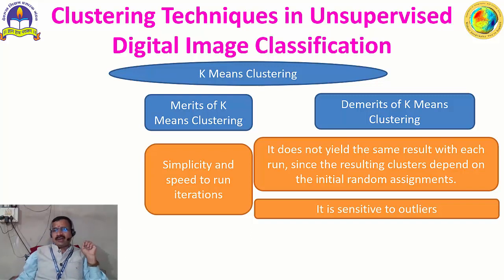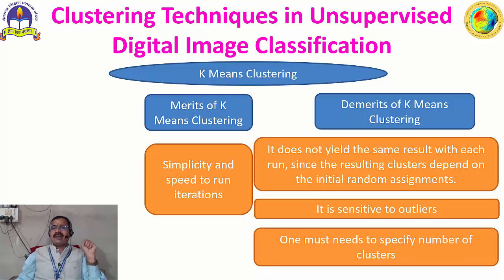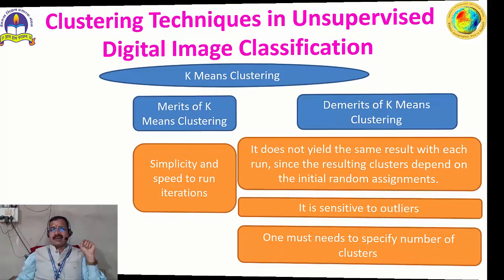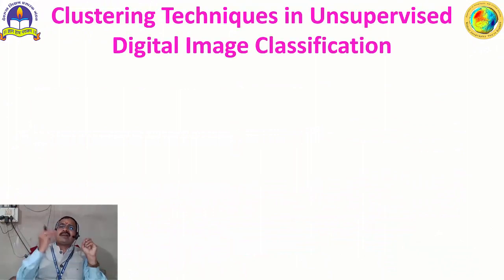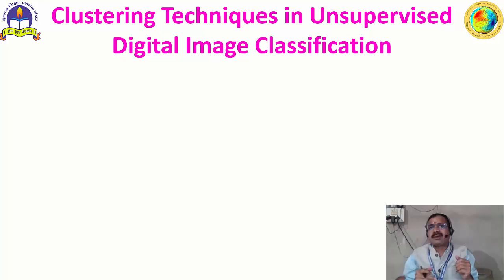Another demerit, it is sensitive to outliers, and one needs to specify the number of clusters. It is your duty to define the clusters. How many clusters you are interested in? Suppose you are interested in 15 clusters, you need to define 15. If you are interested in 20 clusters, you need to define 20. But try to provide the maximum value, because it will help you to classify that image very properly.